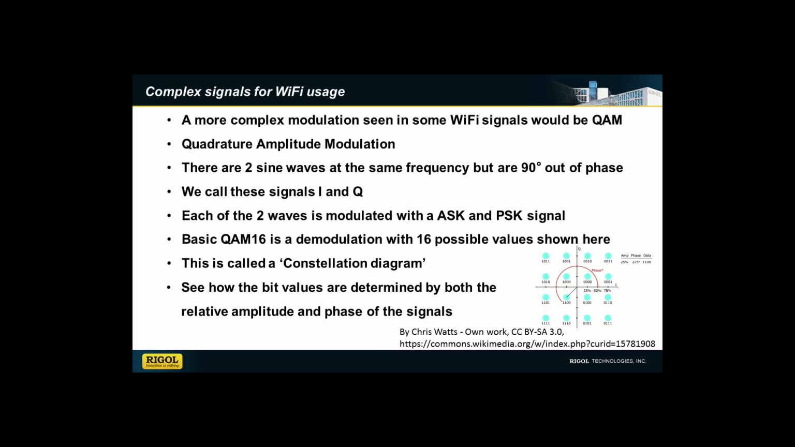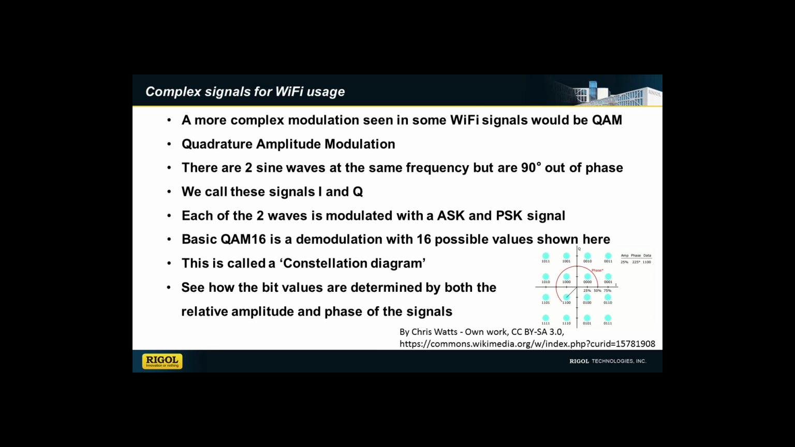One good example is what we use today for Wi-Fi signals very commonly, a complex signal type called QAM, or quadrature amplitude modulation. This really uses a combination of phase modulation and amplitude modulation together with two sine waves that are at the same frequency but 90 degrees out of phase. In this sort of data type, we call these signals I and Q. So this is a type of IQ modulation. Each of these two waves is modulated with both amplitude shift key and phase shift key modulation.